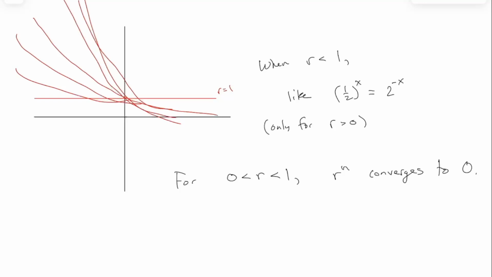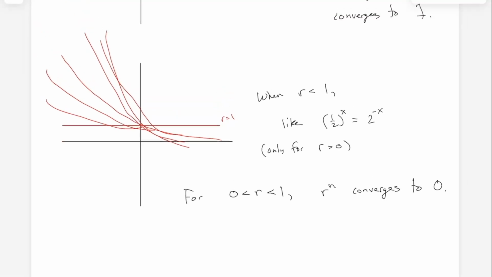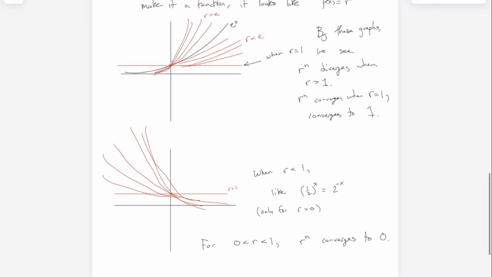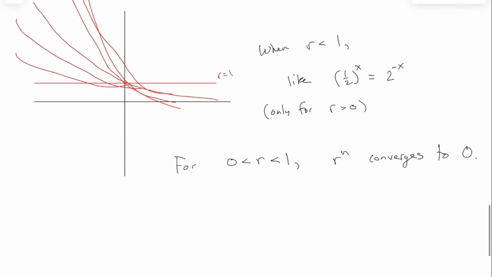All right. When r is between 0 and 1, r to the n converges to 0. So what have we covered so far? Up here we covered when r is bigger than 1, it diverges. When r equals 1, it converges to 1. When r is between 0 and 1, it converges to 0. What about when r equals 0? Then it converges to 0 also, right? Because when r equals 0, the sequence just looks like 0 to the power n. So this you could actually include in the statement that I said above. For r equals 0, r to the n converges to 0, because the sequence itself is just 0, 0, 0 over and over.